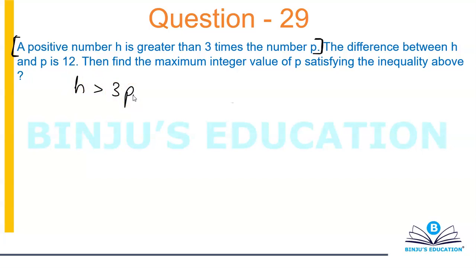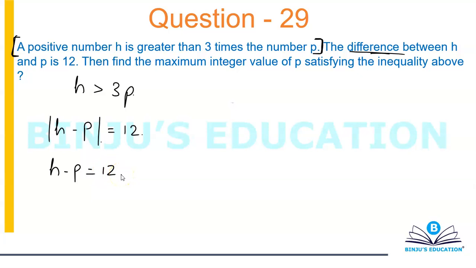The difference between h and p is 12. So h minus p is equal to 12. Or if you feel that since the word difference is used, we need to put a modulus because we do not know which of them is greater, so fine, put modulus, no denying on that part. But if h is greater than 3 times p, h being positive, then h has to be greater than p, which means we will have the equation h minus p is equal to 12.